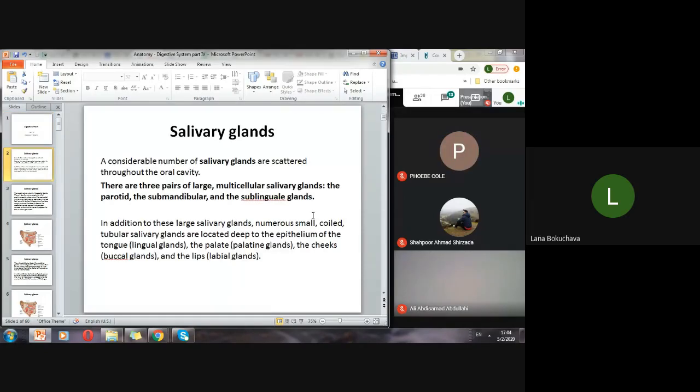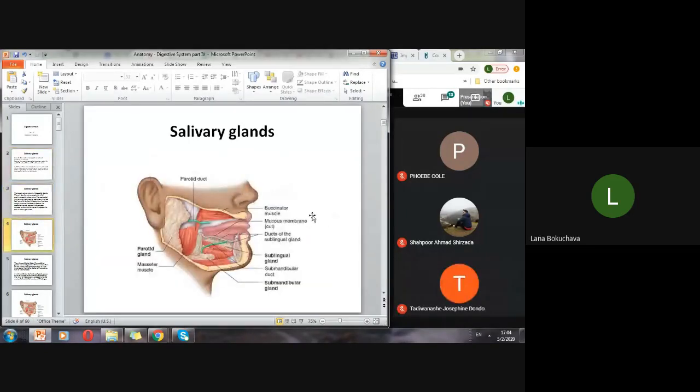So, to start from the very beginning, you can see here a portion of the salivary glands. There are many salivary glands localized and dispersed through the whole oral cavity, out of which you can see three pairs of the large salivary glands, which are multicellular large structures. These are the parotid gland, the submandibular gland, and the sublingual gland. The parotid is the largest one, the submandibular is medium sized, and the sublingual is one of the smallest salivary glands.